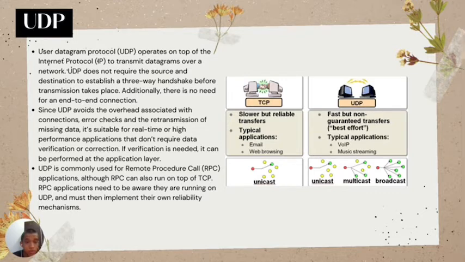UDP is commonly used for remote procedure call (RPC) applications, although RPC can also run on top of TCP. RPC applications need to be aware they are running on UDP and must then implement their own reliability mechanisms. So, sini ada gambar TCP and UDP. So, kita tengok. TCP, slower but reliable transfer. Tapi UDP ni fast but non-corrected transfers. Contoh TCP, email, web browsing. UDP, music streaming and voting. So, itu adalah contoh perbezaan antara UDP dan TCP.